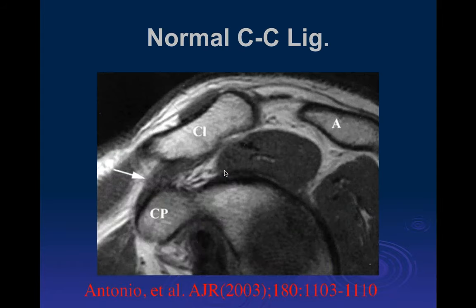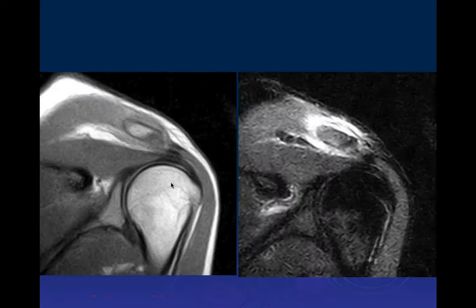I find it best to evaluate the CC ligaments in the sagittal plane, but I also always evaluate them in the coronal plane as well. Both can be very useful, as we'll see in a minute. So you should make sure whenever you do MR imaging of the shoulder that the medialmost sagittal image includes the medialmost section of the CC ligament so that you can evaluate the CC ligament. And here we can see a nice intact CC ligament here with nice sharp margins between the two.